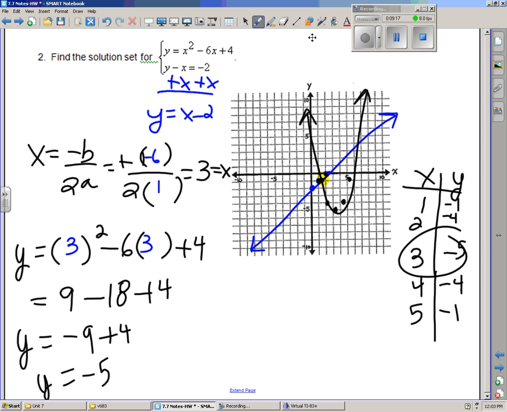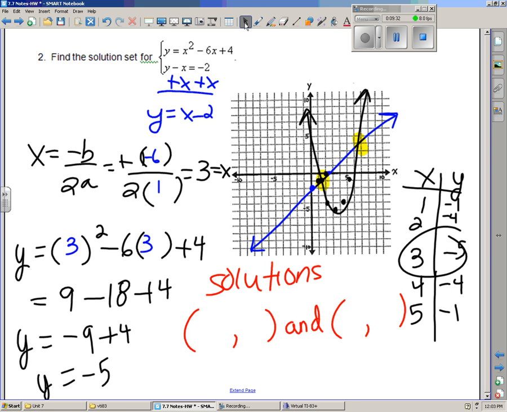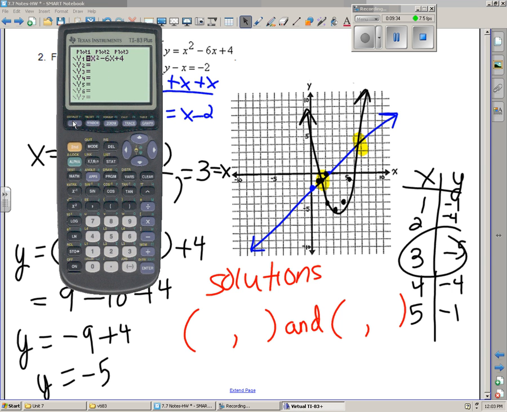That would be here and here. So let's see if we can go to the calculator. Let me just get the solutions. So it's going to be x comma y and x comma y. All right, let's go back to the calculator. In y equals, get the equation of the line. The line in y2 was x minus 2. And there's the graph. Let's see. It looks exactly like what we have.